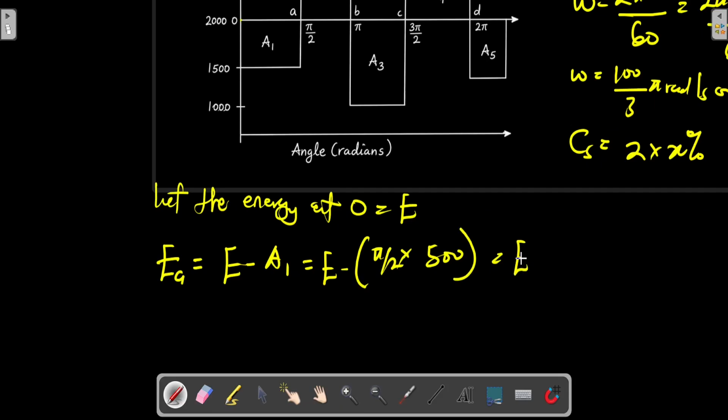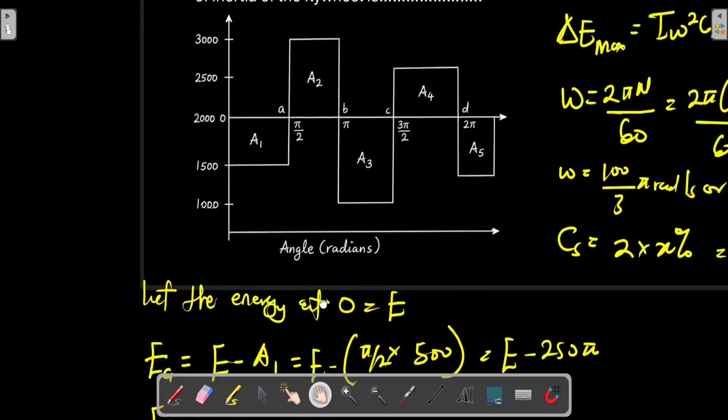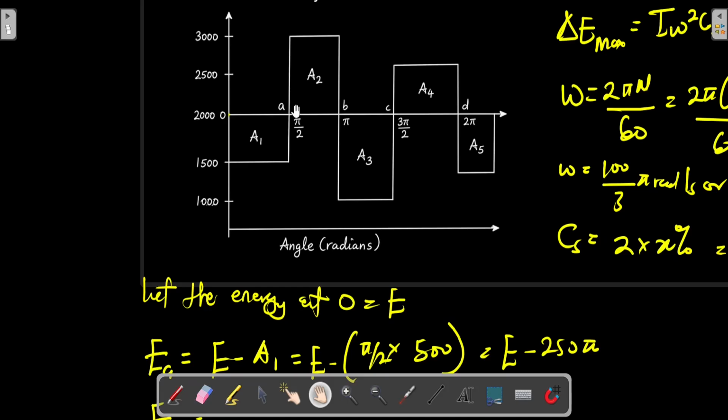We end up getting E minus 250 pi. That is the energy at A. Now, what is the energy at B? This one is also quite simple. It is just going to be the interval here.